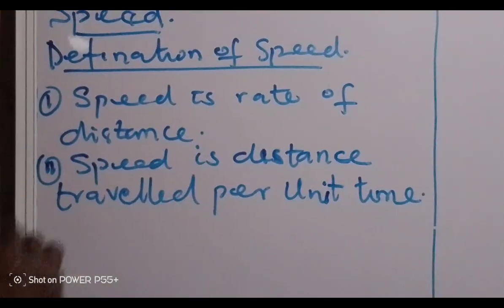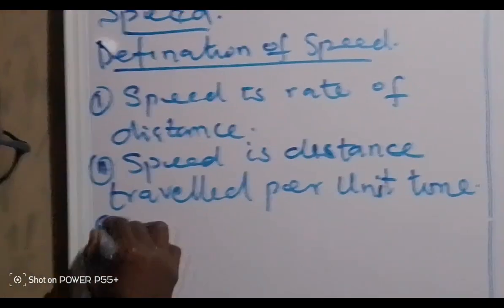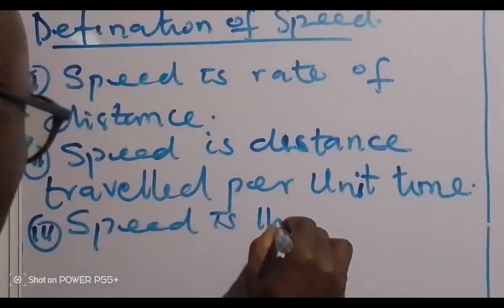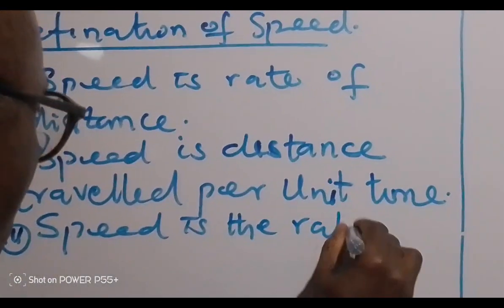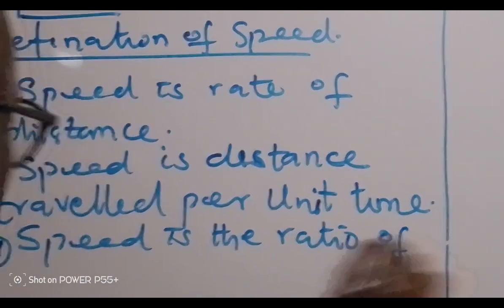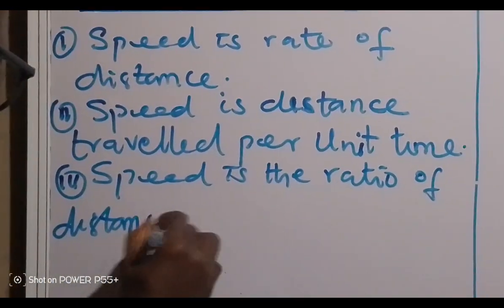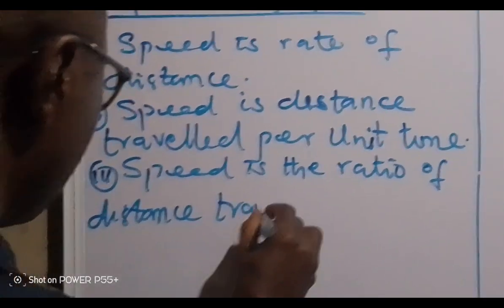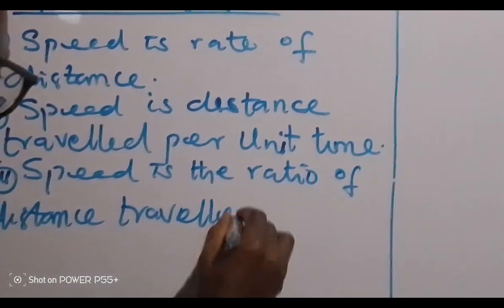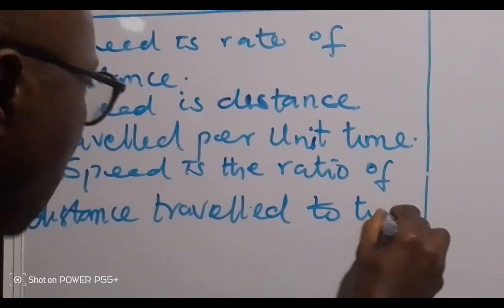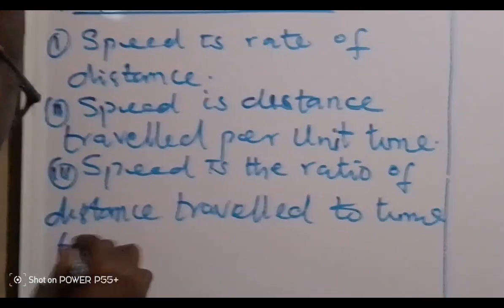Three, speed is the ratio of distance traveled to time taken.